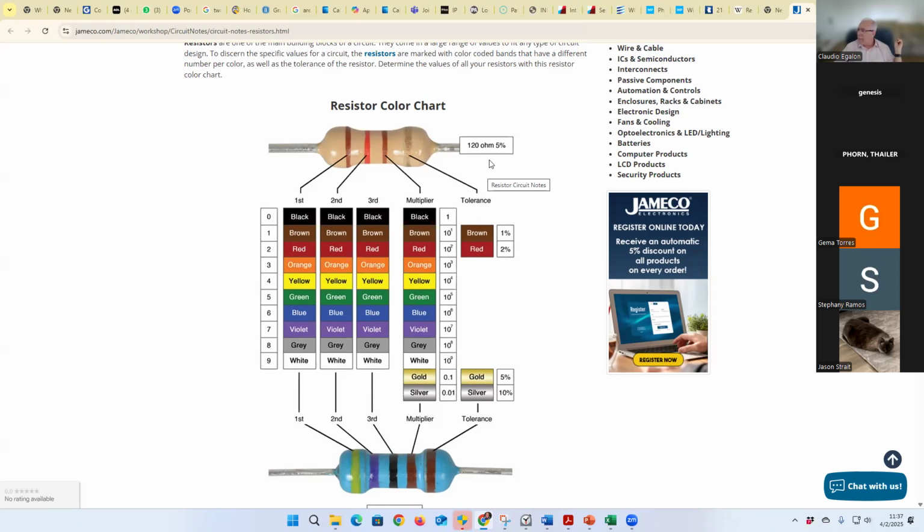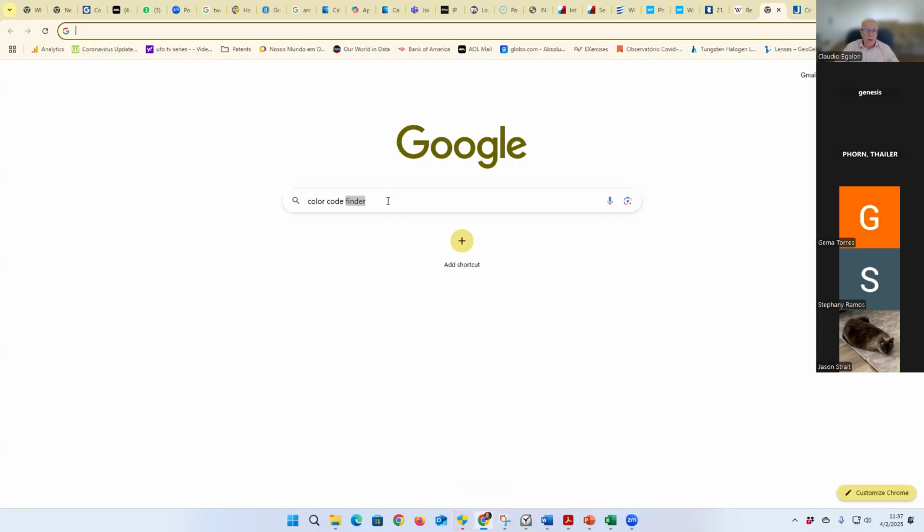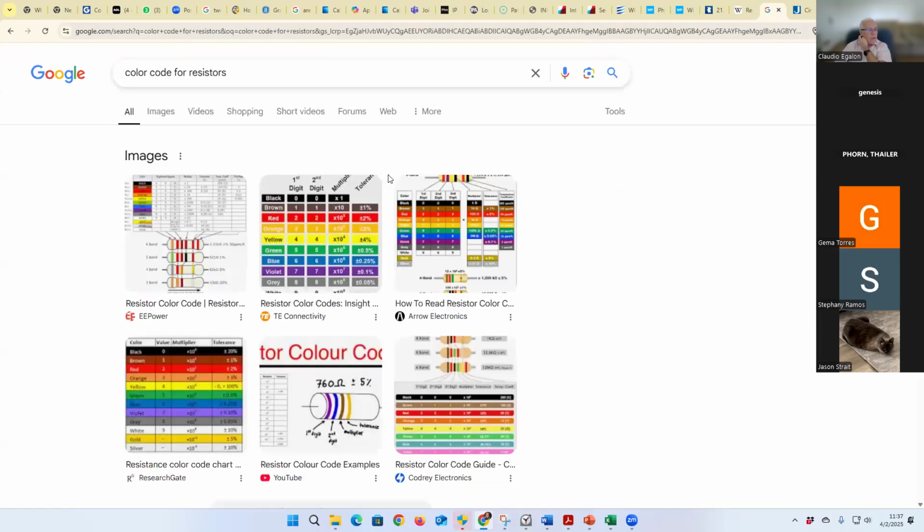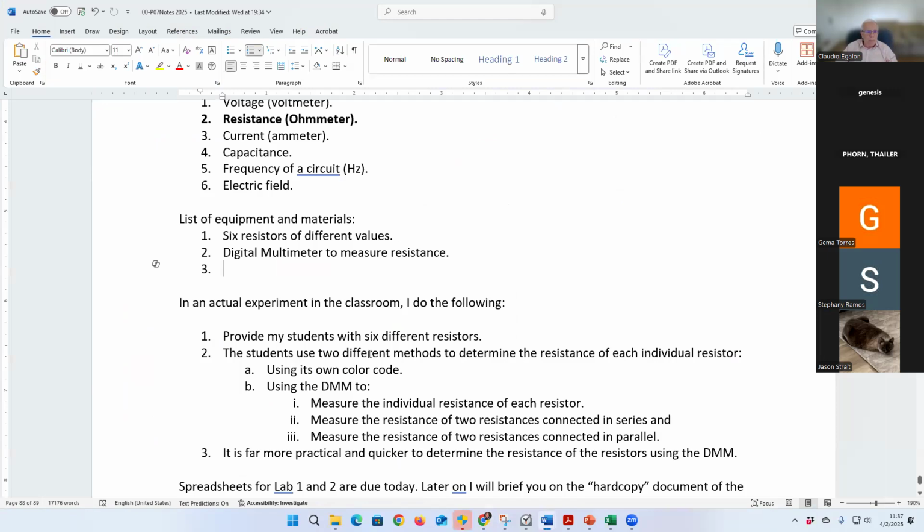Thank you, Ellie. So yes, it's a good one. You can also look up the color code for resistors on the internet. You're going to see all sorts of tables out there. Okay, so let's write that down. Digital multimeter to measure resistance.